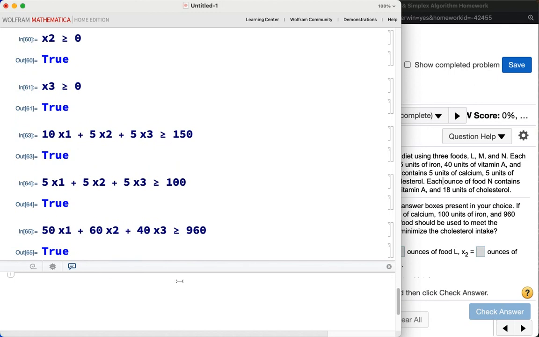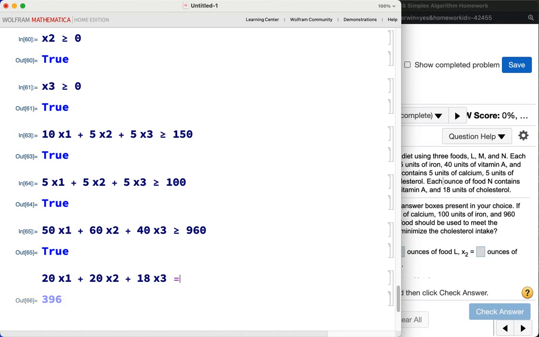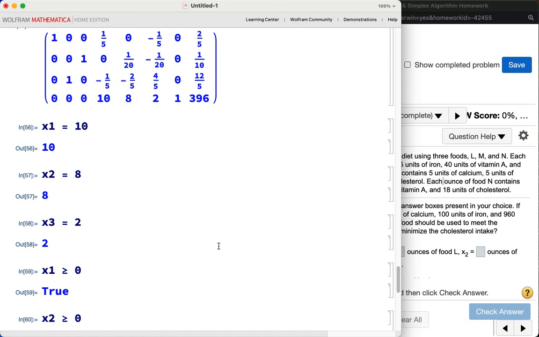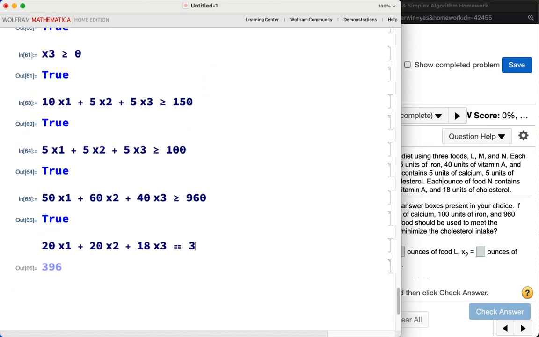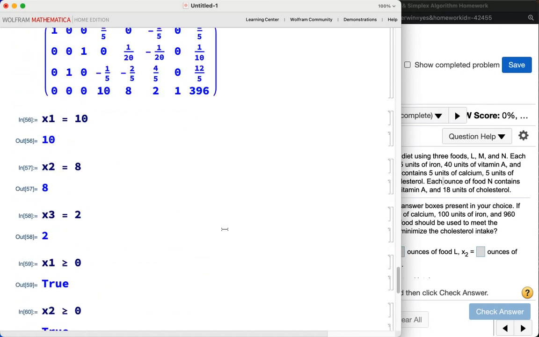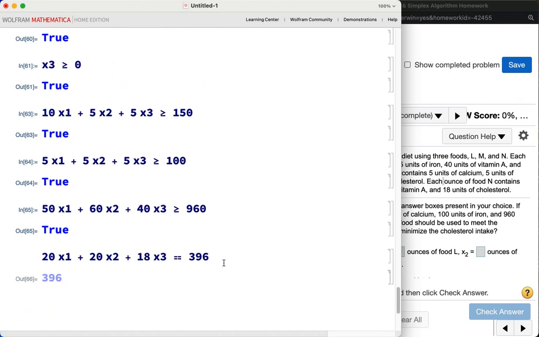Now let's look at the objective function. 20 times x1 plus 20 times x2 plus 18 times x3, is it really equal to 396? Well, we know the answer is yes. I'm looking at this number right over here, which is 396. So obviously we know that the answer is true. So guess what? I just proved that this has to be the right answer to the problem.